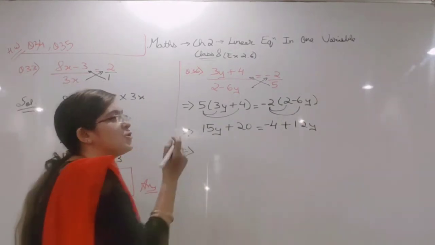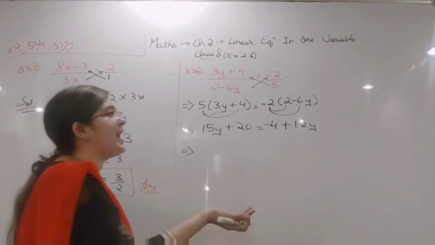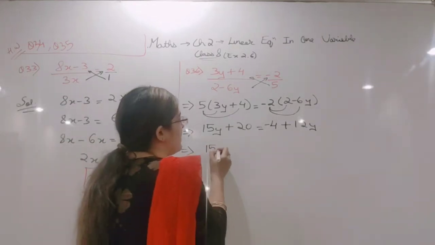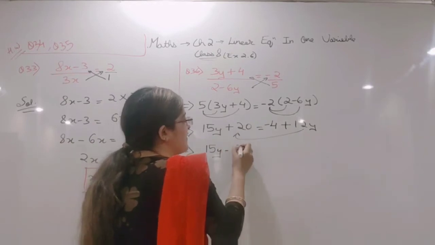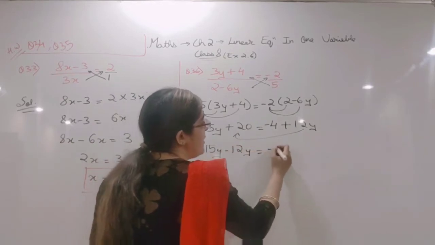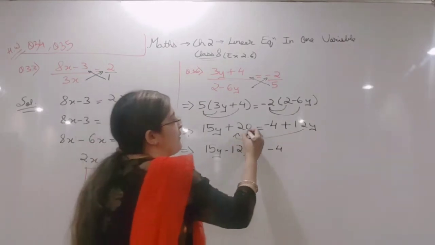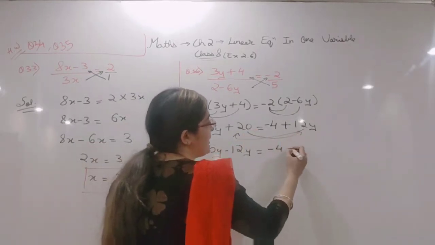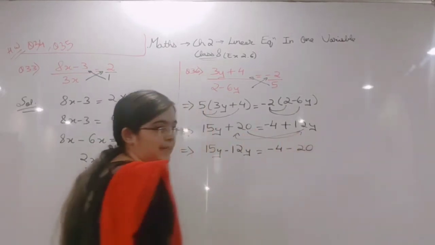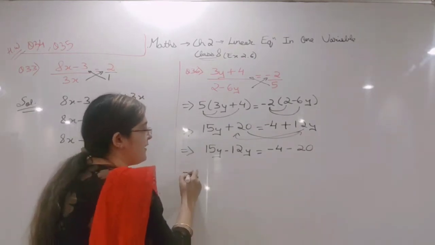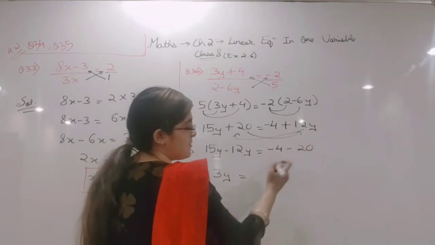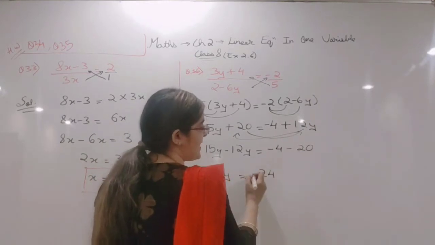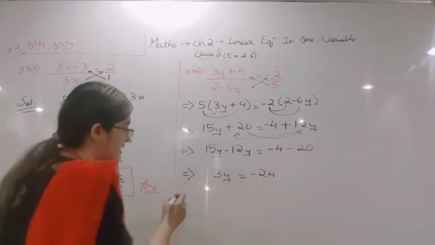Now, our next step is to keep the variables together and constants together. What I will do, I will bring 12y here. It will become minus 12y. Minus 4 is there only. We will take 20 here. It will become minus 20. Now 15y minus 12y is 3y. Minus minus plus, sign is of minus.